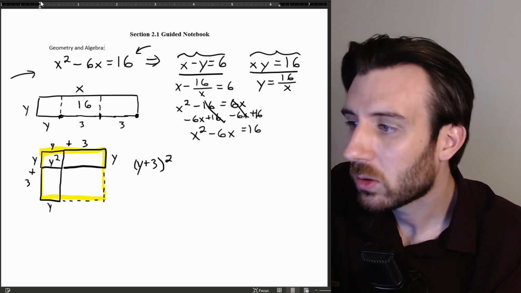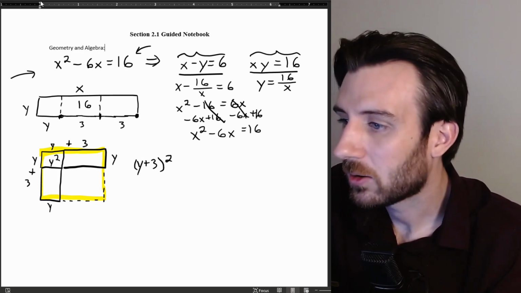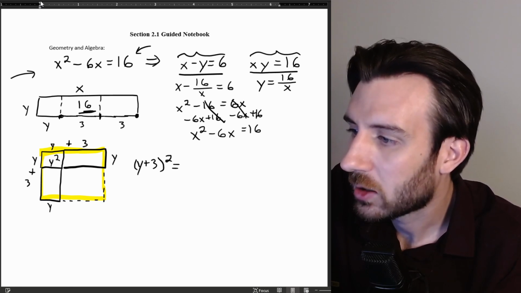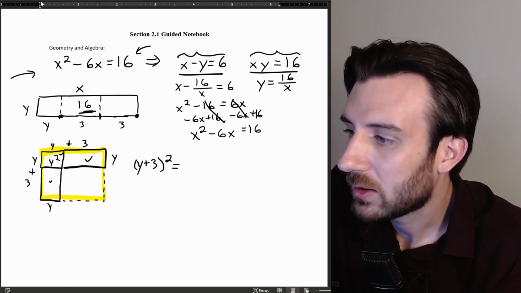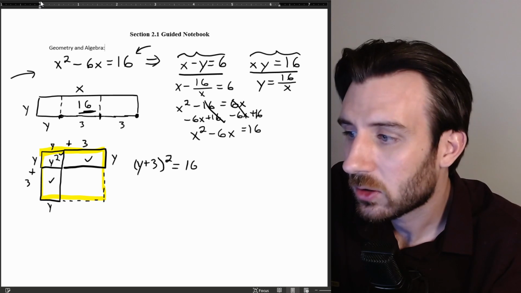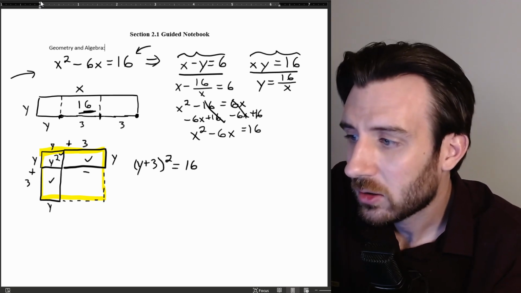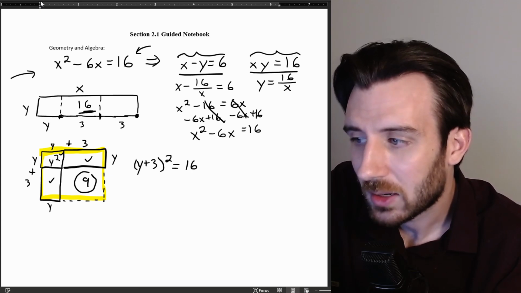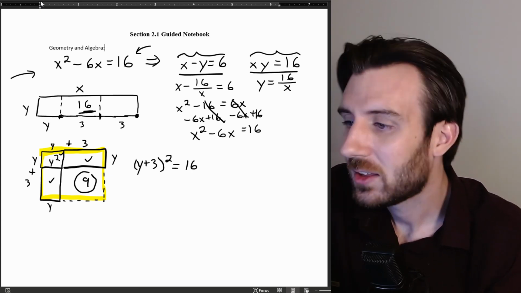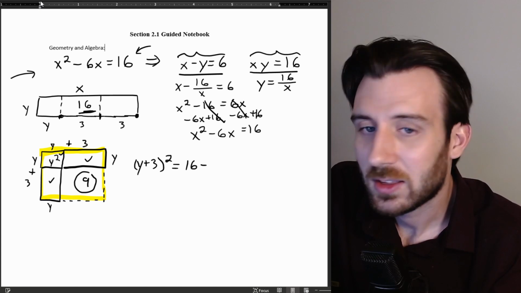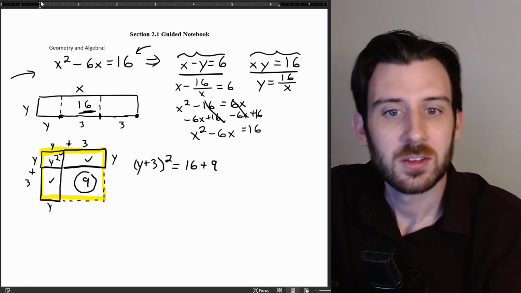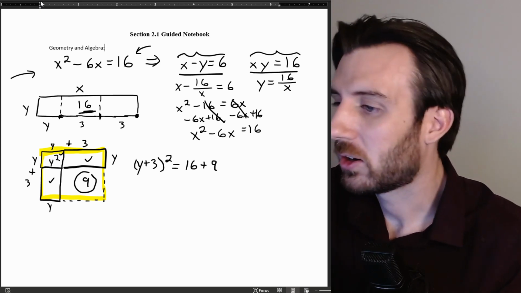And what I know is that really what we have written here is all of these 16 units taken up here, here, and here. So that's going to be 16 units. And I know that the missing part right here, what I would need to complete this square, would be 9 more units. So what I can say is that this entire big square is 16 and 9. Kind of cool that we're just playing around with this here.